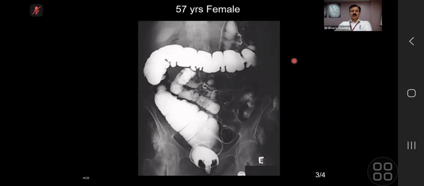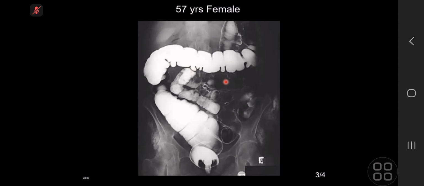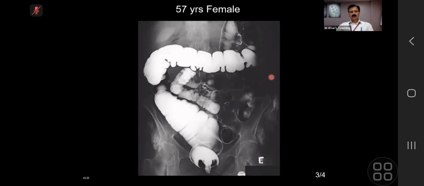What's happening in the transverse colon? So the folds are thickened and they are more widely spaced. There is a specific word for these. So yes, that is stacked coins or something like that. Anything which comes to your mind with this soft tissue calcification? Can it be scleroderma or systemic sclerosis?